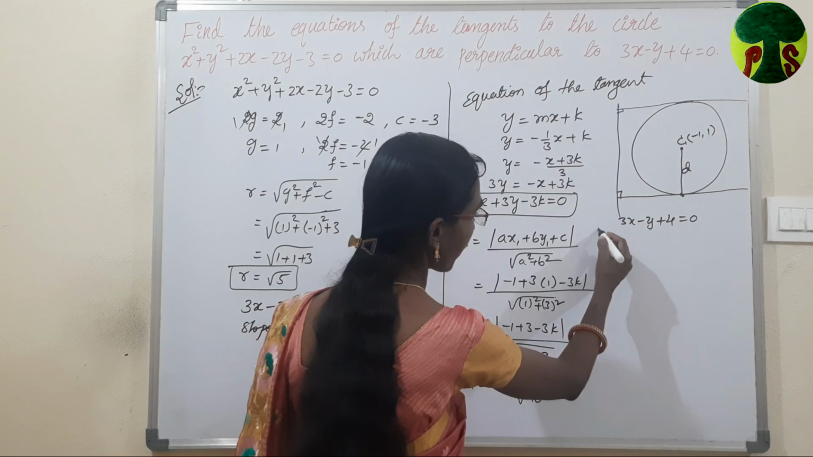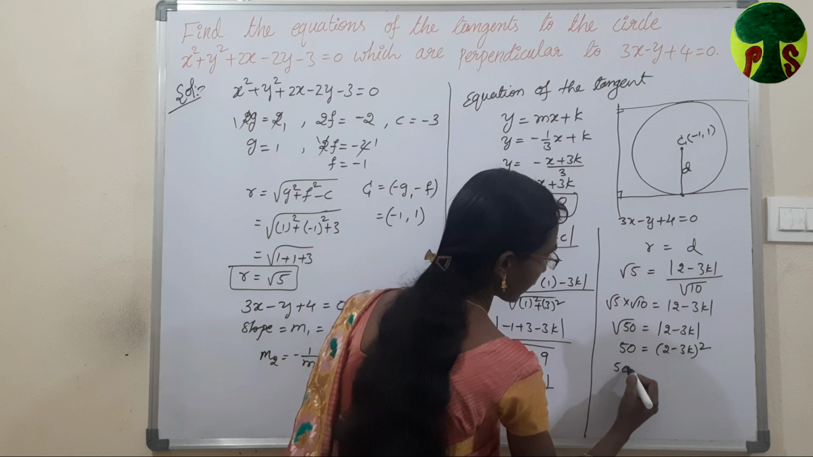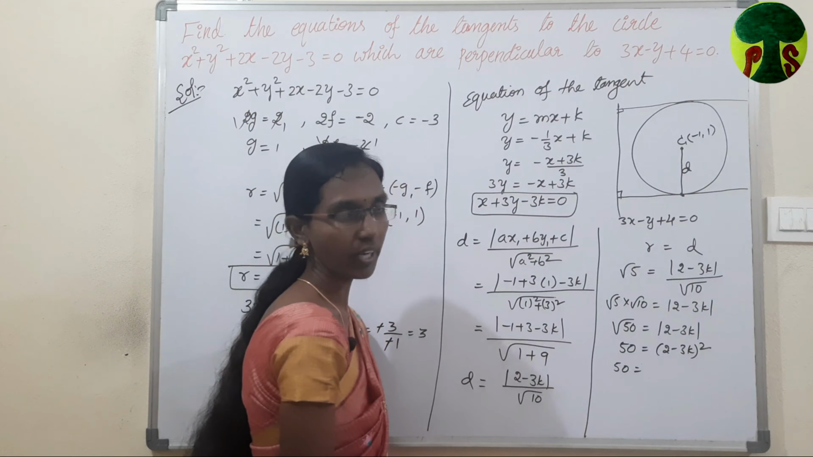So root 5 into root 10 is equal to modulus of 2 minus 3k. Square root of 5 into 10 is 50, which is equal to modulus of 2 minus 3k. Squaring on both sides, we will get 50 is equal to 2 minus 3k whole square. So we have to apply the a minus b whole square formula. 2 square value is 4 plus 3k whole square means 9k square minus 4 3 is 12, 12k.